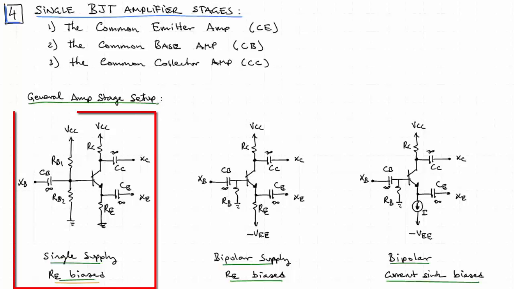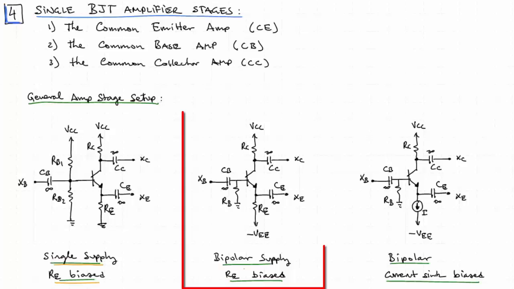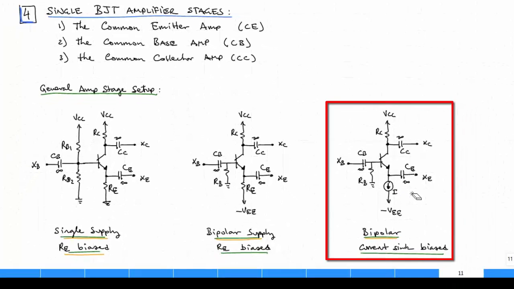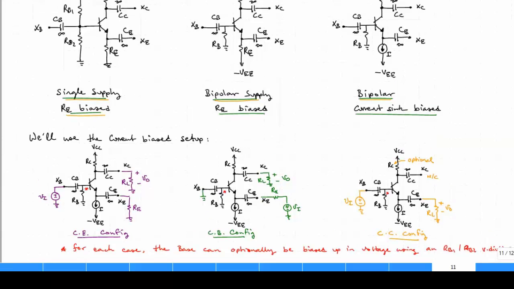This first one is for single supplies, and we have a second one here in the middle that is set up for bipolar supplies. And then lastly, we have an example of a bipolar supply amplifier that is biased through a current sink I right here. And we'll actually be using this one. We're not going to lose any generality in our results, but it'll just be more efficient to go through the derivation of these three amplifiers using this third configuration. Okay, so we'll be using the current biased setup.